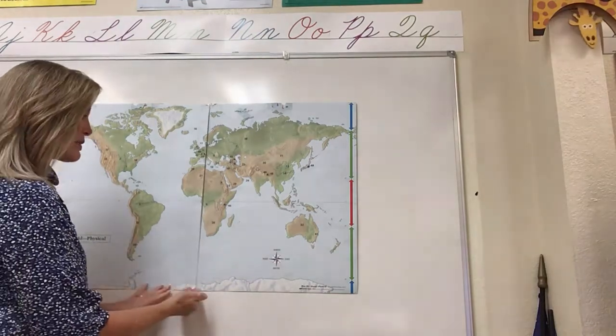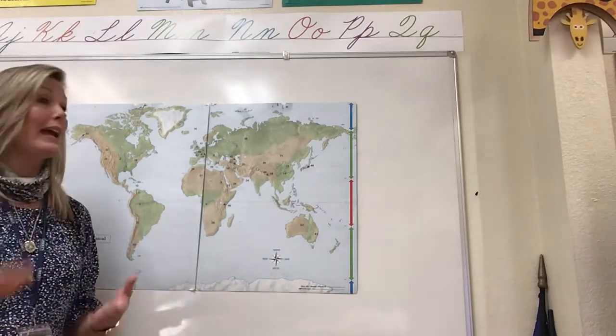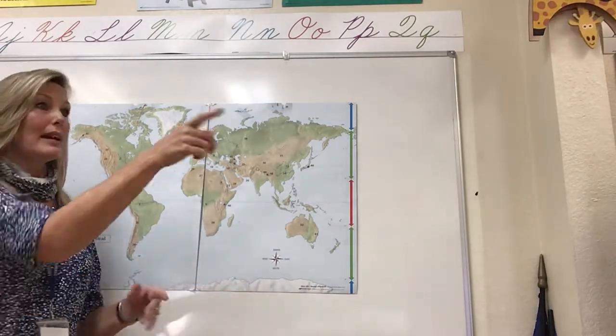So what is this continent at the bottom of the earth called? Antarctica. Ant means below.